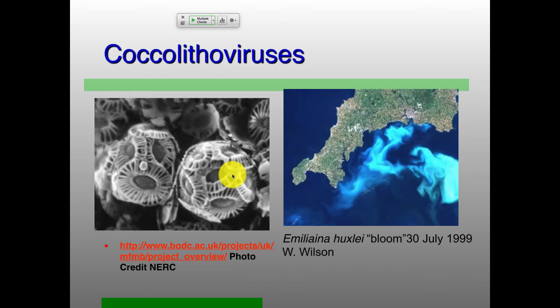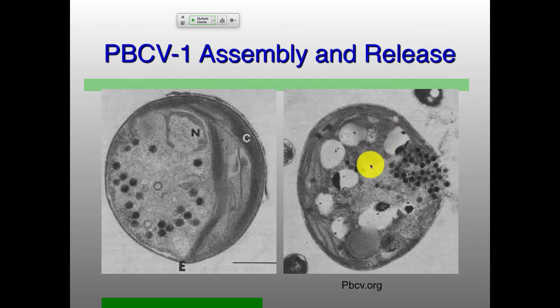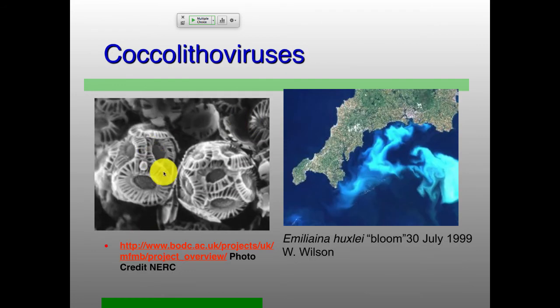Now, how they protect their own DNA from getting degraded by these endonucleases is also not entirely clear, but that process of degrading cellular DNA turns out to be something that is found in many other systems as well, and we'll see some of the other viruses as well.